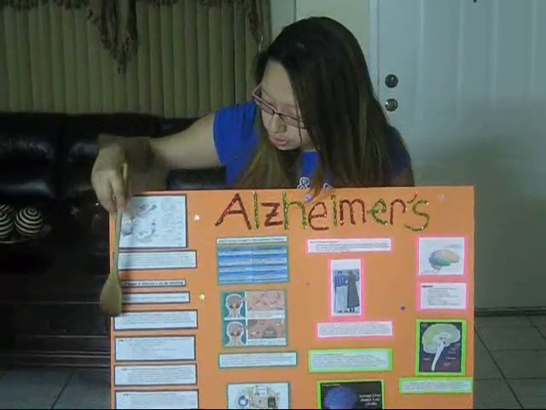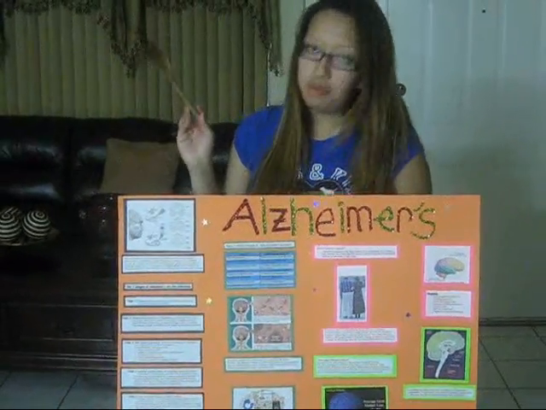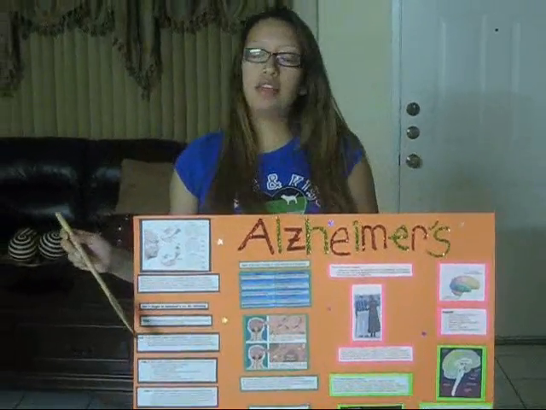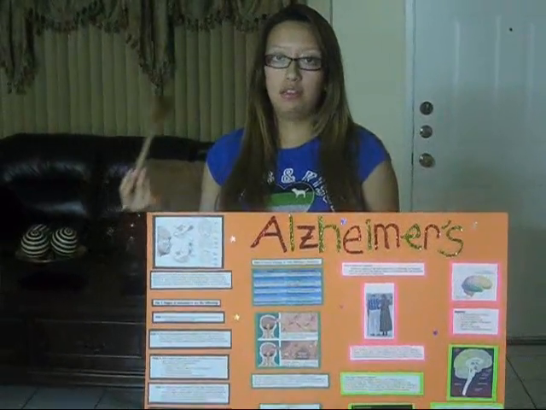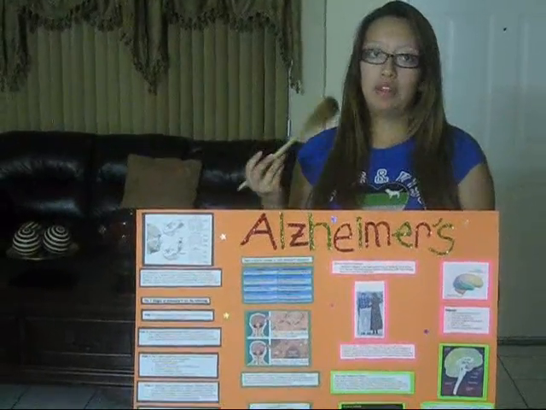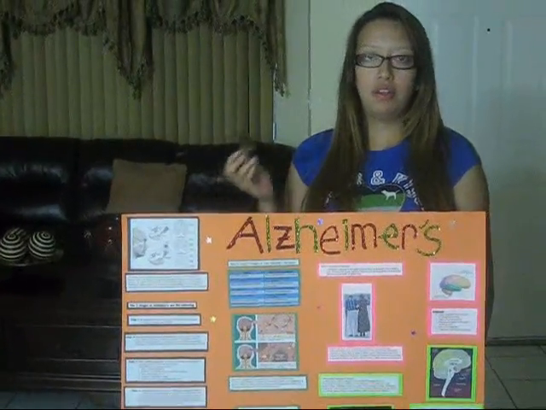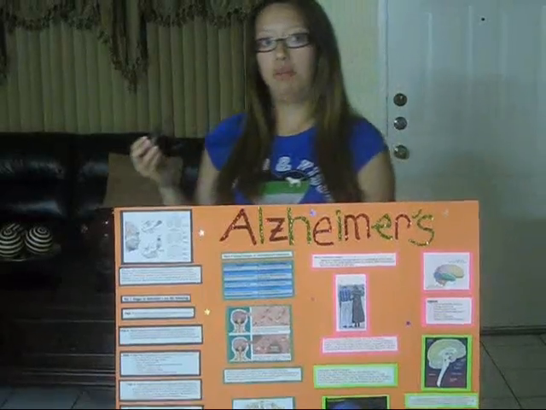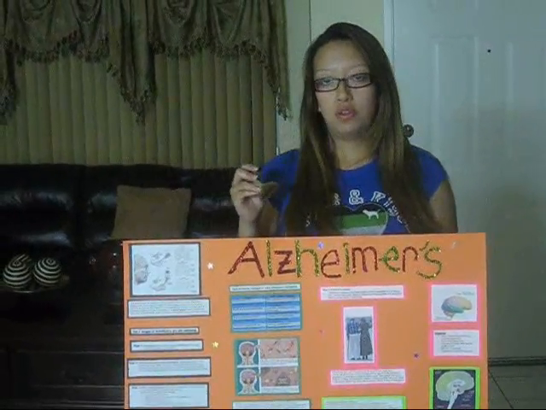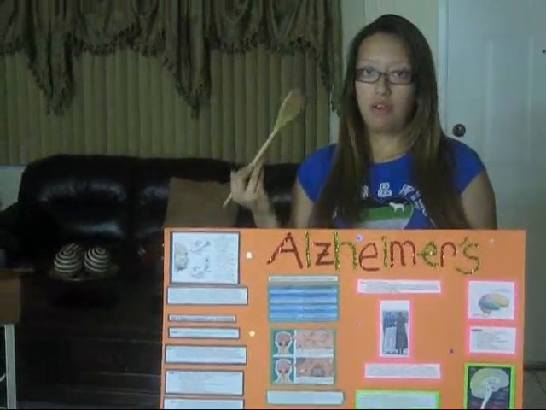In stage 2, which is right here, is called the minimal impairment, also known as the forgetfulness stage. In that stage, you already start forgetting things like names of people that you know, but it's still not that noticeable yet. Only people that you're close to will start to notice, but if you go to a medical examination, they really won't know that you have Alzheimer's yet.